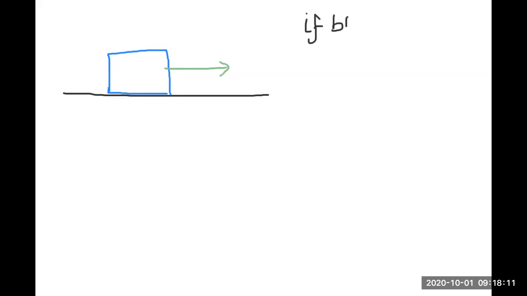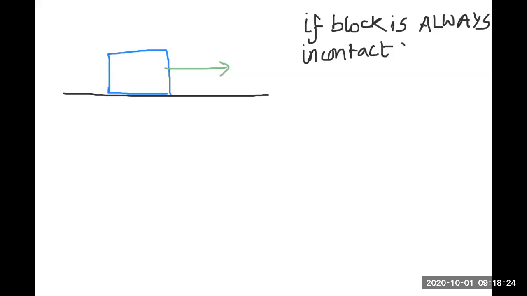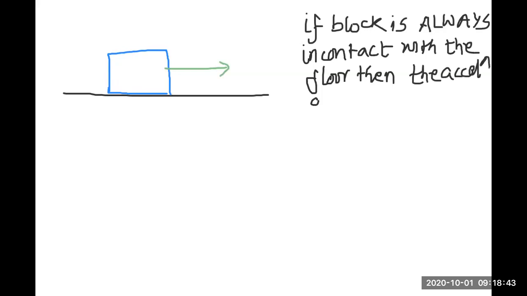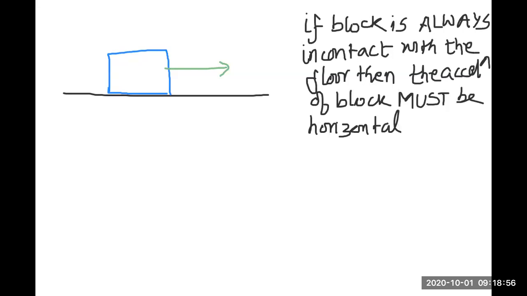If the block is always in contact with the floor, then it is guaranteed, okay, then the acceleration of the block must be horizontal. And of course, I am assuming that the floor is also horizontal.